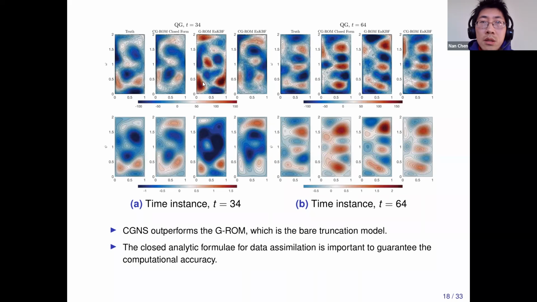This third column is a method we call the Galerkin reduced order model. Basically, we still do the projection, but we completely ignore the closure term. We do a bare truncation for those terms we should approximate by closure. And this Galerkin reduced model does not have conditional Gaussian structures, so we have to use the ensemble method, and you can see it's pretty bad.